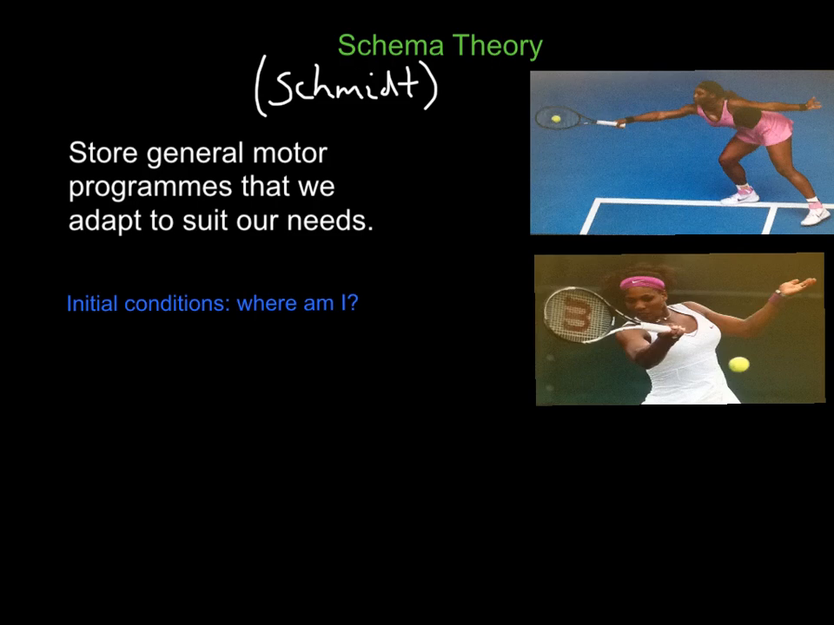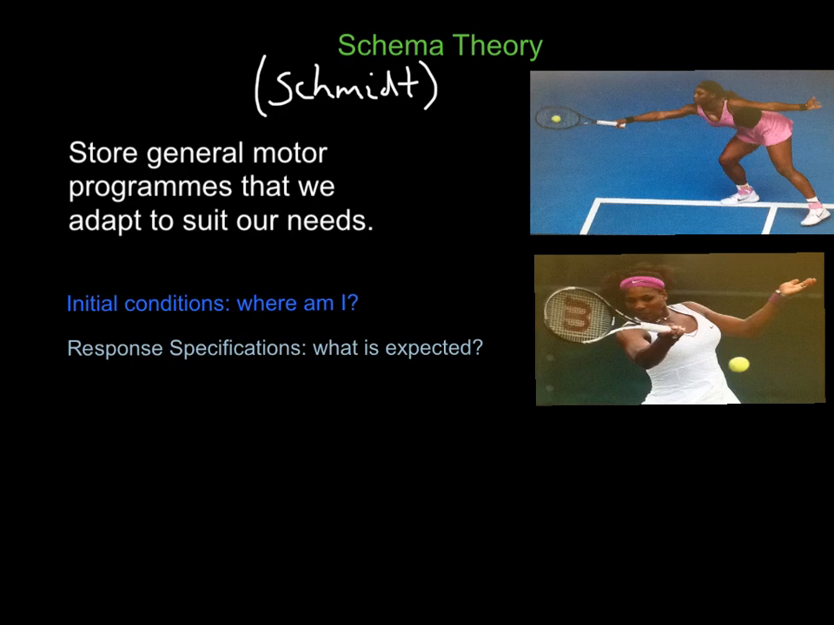That is the first thing I need to pick up on before I can figure out how to start adapting my motor program. So where am I? Initial conditions, that is the first stage of schema. The second stage of schema is then called response specification, so what is expected. So in this situation, what Serena Williams has done in both situations is first figure out where am I on court, where is the ball. The response specification is what is expected: where do I now need to hit this ball back to give myself a chance of winning the point?